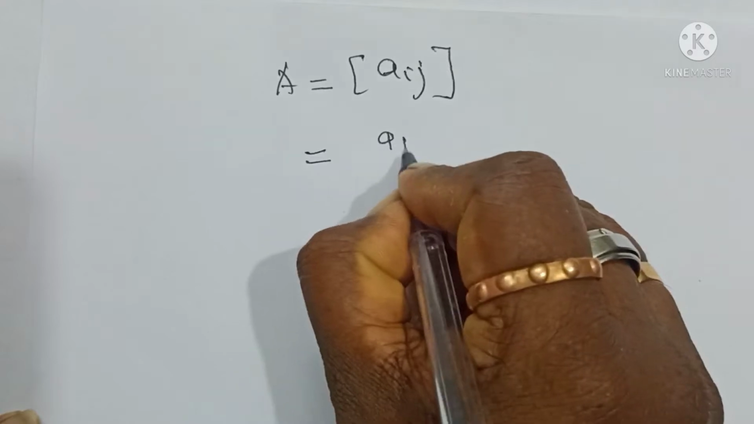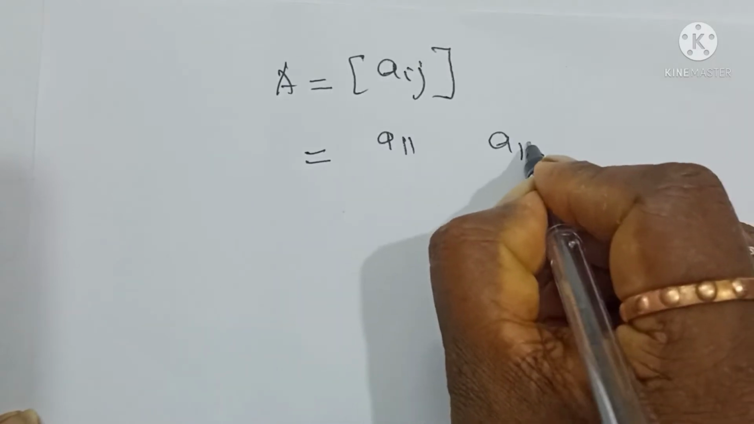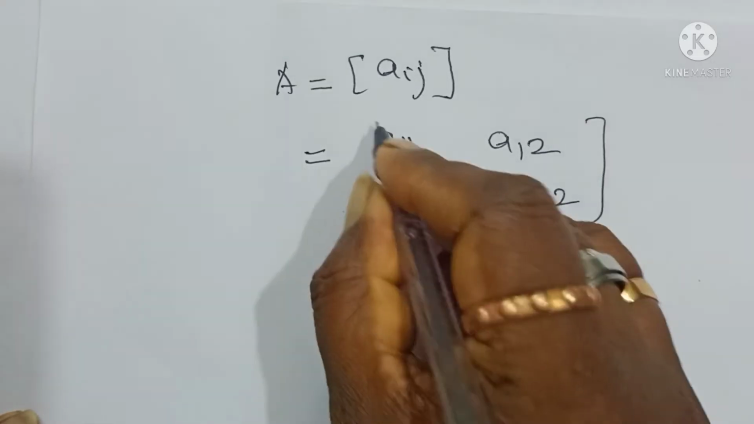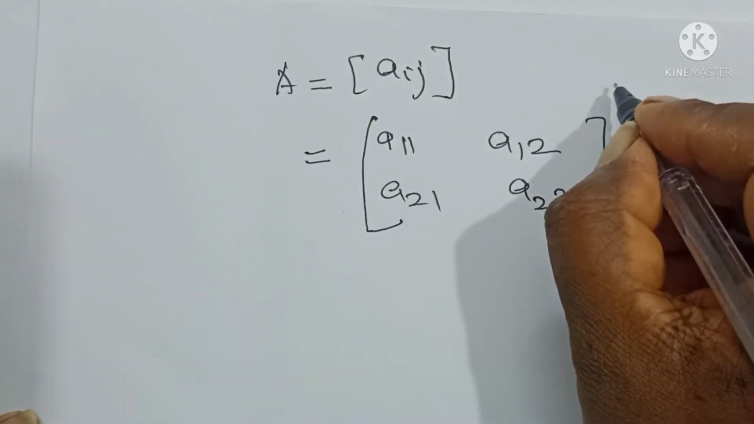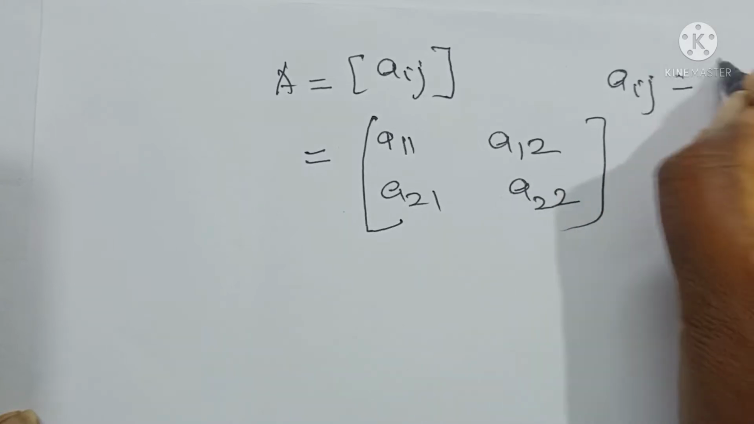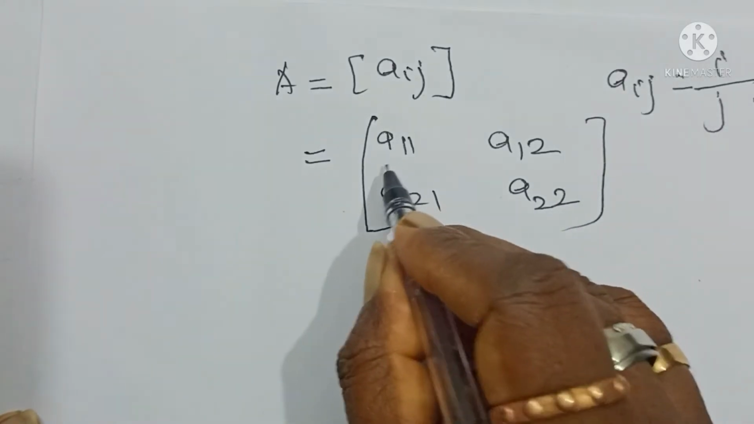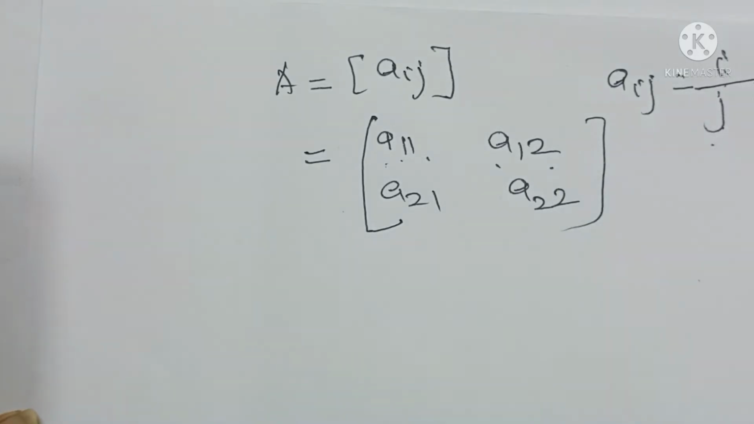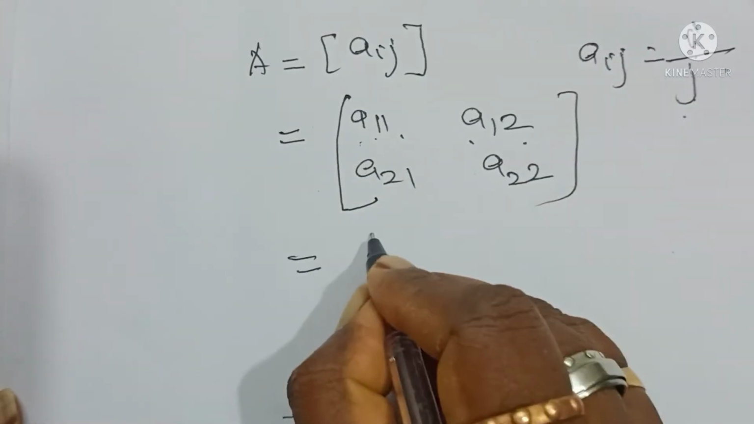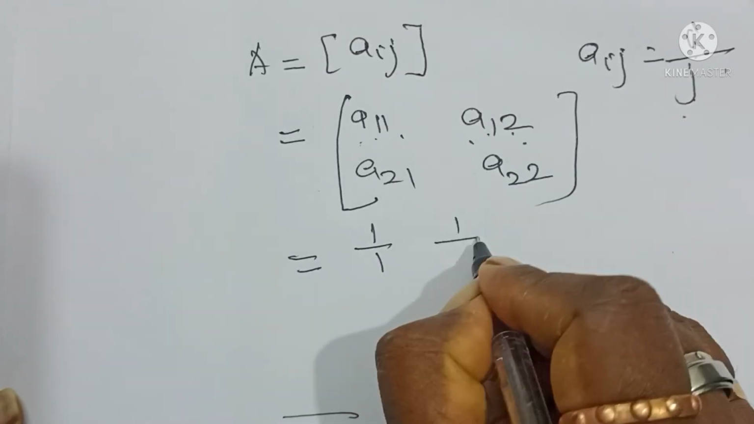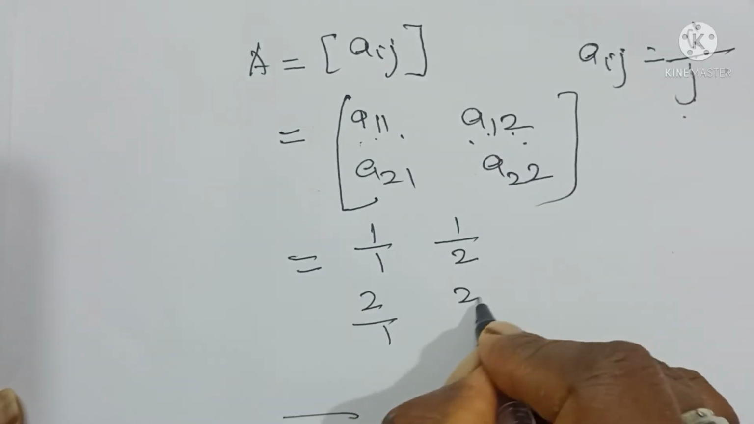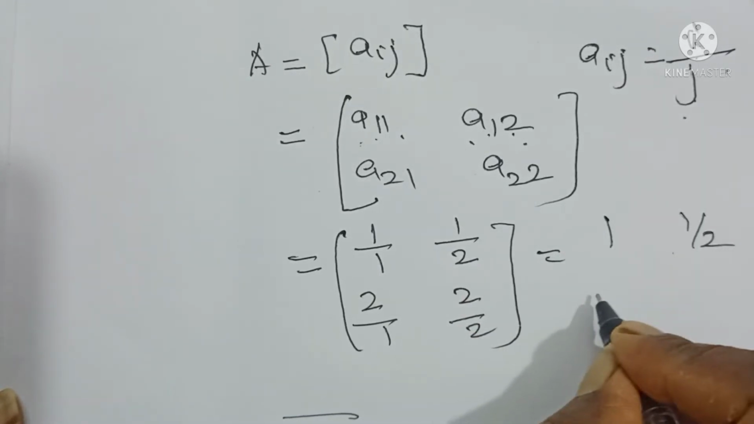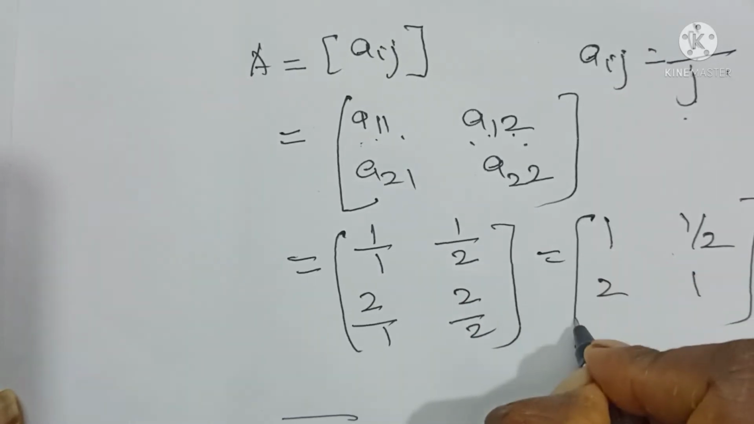So we have to write the 2 by 2 matrix: a11, a12, a21, a22. In the problem aij is equal to i by j, correct? So what is a11? 1 by 1. What is a12? 1 by 2. Like that you have to write, which is equal to 1 by 1, then 1 by 2, 2 by 1, 2 by 2, which is equal to 1, 1 by 2, then 2, 1. So this is the answer.